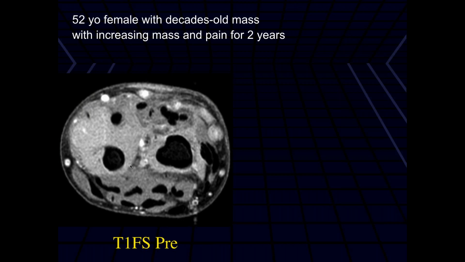So this is a 52-year-old female with a decades-old mass, with increasing mass and pain for 2 years. I just have a single T1 fat-saturated pre-contrast image. I'm seeing circumferential soft tissue right along the ulna, which spares the tendons. No enhancement yet.